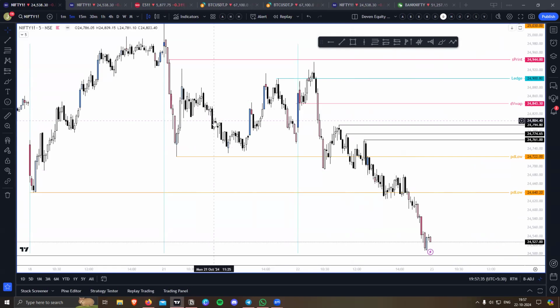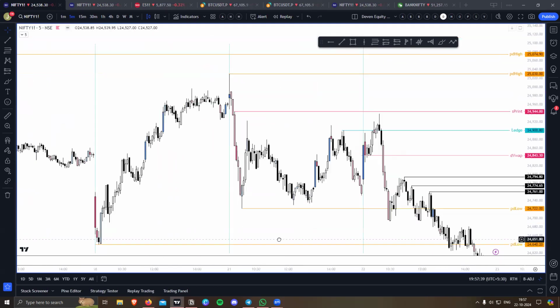Yeah, it comes around this level. And as soon as we open, we all know a daily high, open, low, and close are very important levels. We did a swing failure pattern on the previous day high.